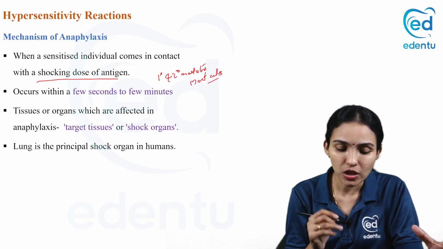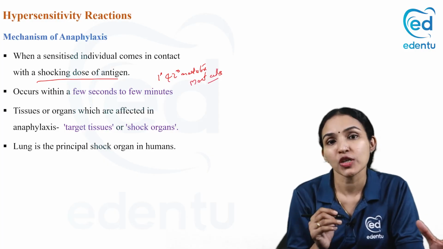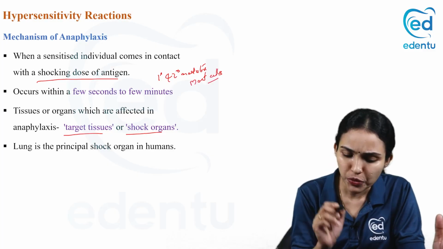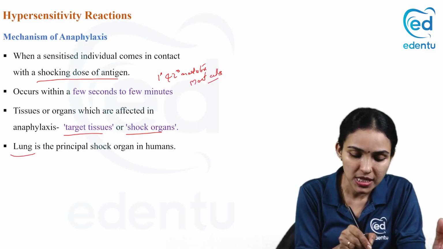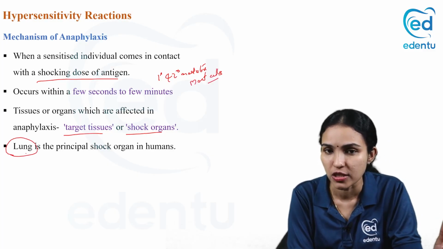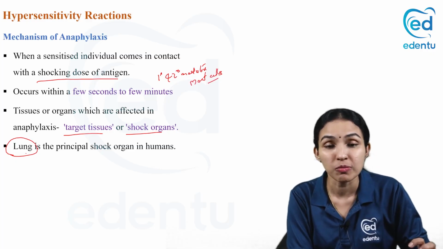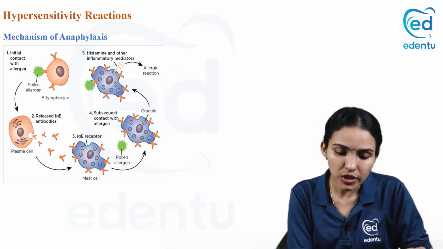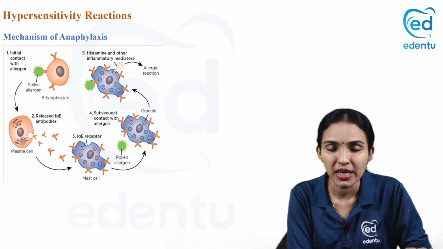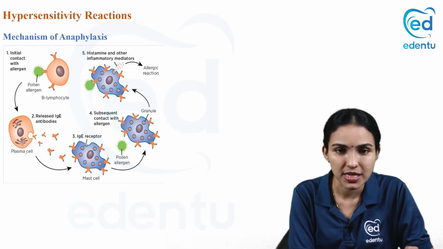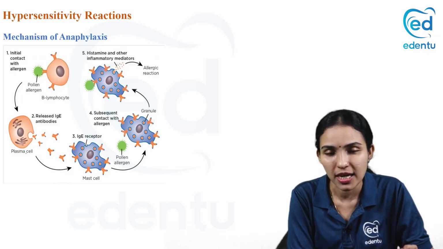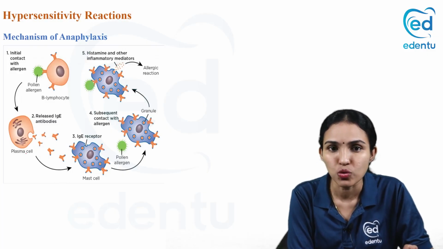The target organs or tissues which are affected in anaphylaxis are called the target tissues or the shock organs. And the principal shock organ in humans is the lung. So the lung is the most severely affected organ in anaphylaxis. There will be very high bronchoconstriction that leads to problems, smooth muscle contraction, vasodilatation. Here you can see the same mechanism we have seen already. That is what happens in anaphylaxis when there is a second-time exposure to a shocking dose of antigen in someone who is already sensitized. And this occurs very fast, and the lung is the most affected organ.